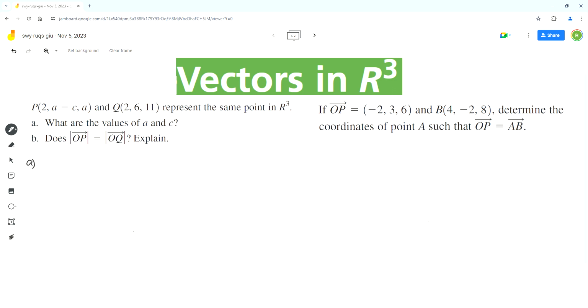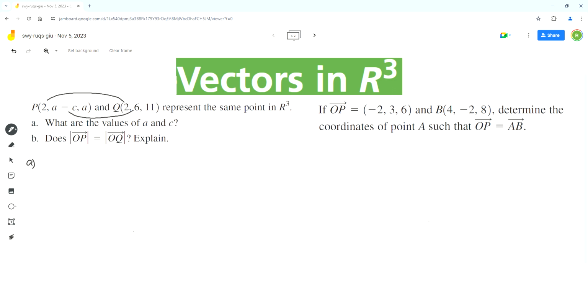Now these 2 points P and Q can represent the same point if their x, y and z coordinates are the same. So this is a very important concept you need to understand and memorize. Now the x coordinates of point P and Q are 2 and 2, so they are just numbers. Now the y coordinates of P and Q are a minus c for P and 6 for Q.